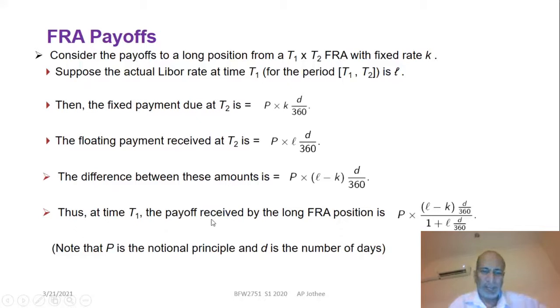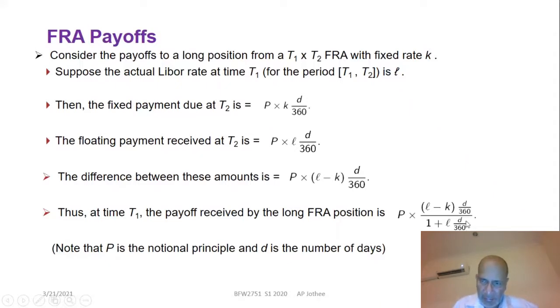Thus, at time T1, the payoff received by a long FRA. See why we say payoff received by the long FRA, because you long an FRA because you are thinking that L could be higher than K. The settlement rate SR could be higher than the agreed rate. So the payoff is L minus K times the fraction, always a fraction, don't forget it, number of days over 360.